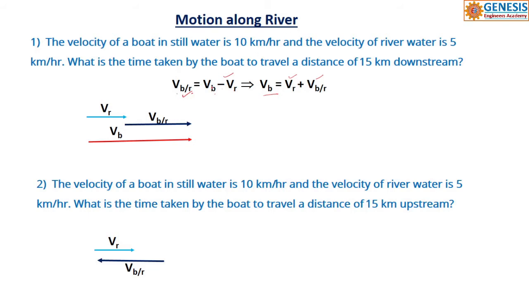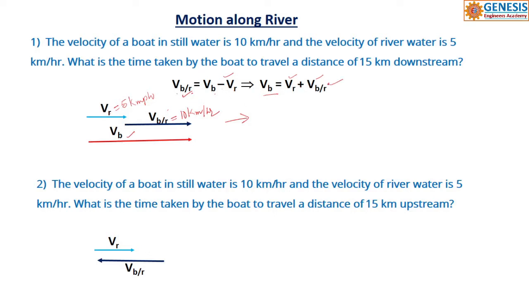The velocity of the boat in still water is 10 kilometers per hour. Next, the velocity of the water is 5 kmph. Vectorially you can also get this VB. Both are in the same direction, that is called downstream. From left to right is downstream. So VB is equal to VR plus VBR. Vectorially also it is correct.